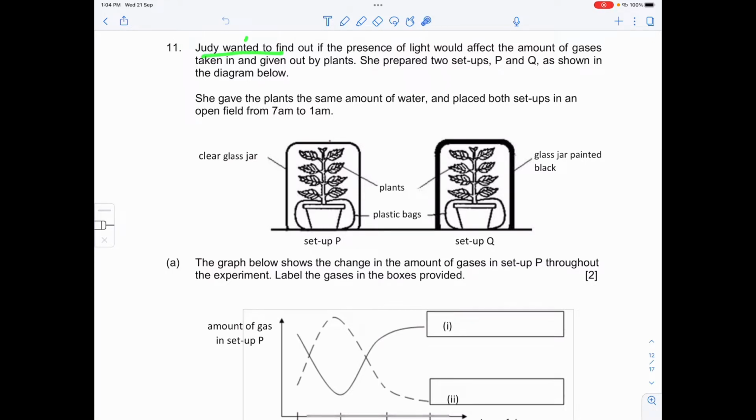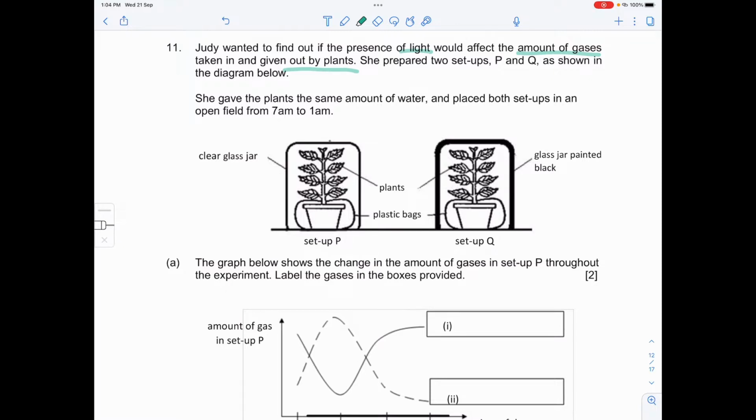So Judy wanted to find out if the presence of light will affect the amount of gases taken in and given out by plants. So straight off the top, I have words like light, I have amount of gases, and I have given out by plants. So straight away in my mind, the word photosynthesis should occur because I know that during photosynthesis, there is an exchange of gases whereby carbon dioxide is taken in and oxygen is given out.